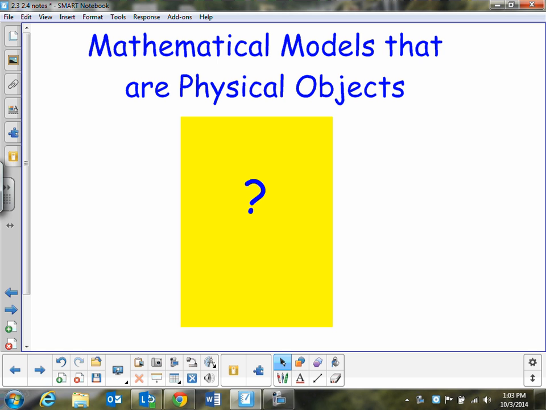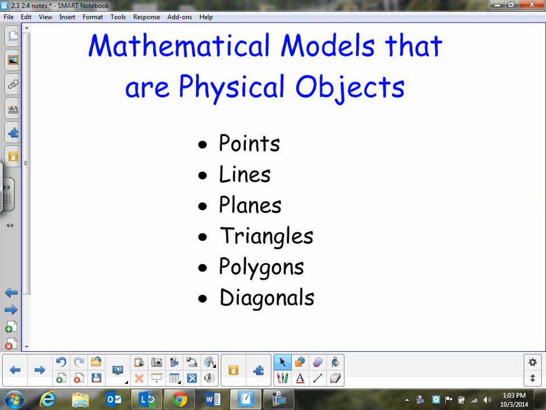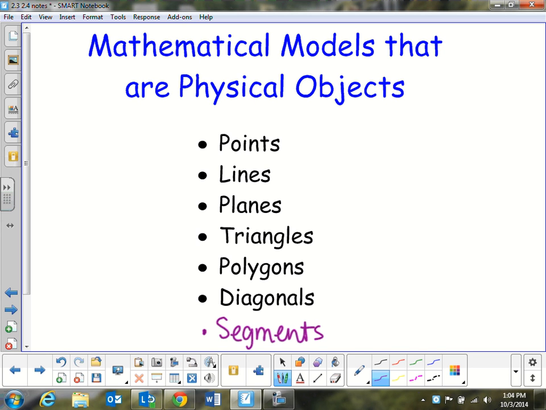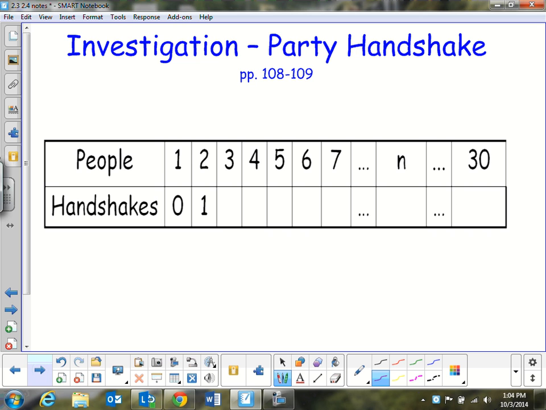Physical objects that are examples of mathematical models: points, lines, planes, triangles, polygons, diagonals, maybe even any chart basically, maybe even segments. We'll use segments here in a little bit, diagonals, and so on. We will use these to also help solve problems as well.